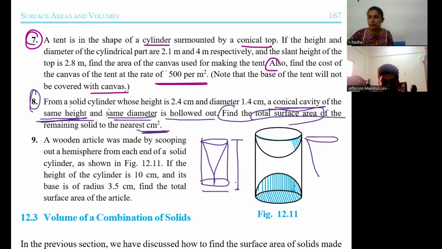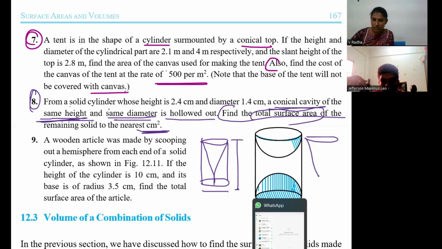What portions are visible after hollowing out this conical portion? Yes, ma'am, the bottom of the cylinder is visible. Three portions are visible: the bottom of the cylinder, that is a circle in shape; the curved surface of the cylinder, that is the rolling portion; and inside the cylinder, the portion in the shape of a cone, that is the CSA of the cone. All these three are visible. Just apply the formula for these three and add up all. That is the total surface area of the remaining solid. That's all. Are you okay now? Good.